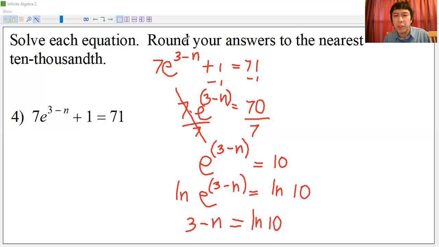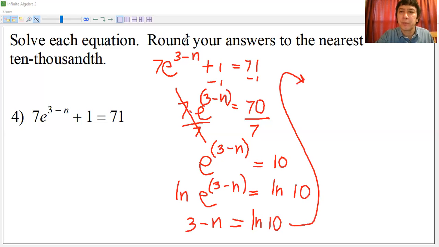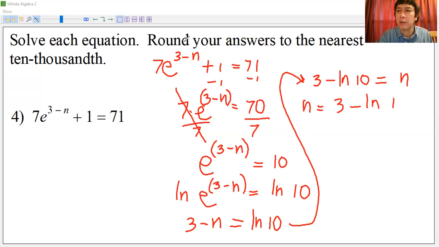All right, we need to continue to the next step. We shall just use transposition. Let us make the 3 remain there. Let's put the ln 10 to the left side, making it negative, and then the negative n goes to the right side, making it positive. You call that transposition. And so we now have symmetric property. If 3 minus ln 10 is equal to n, then n is equal to 3 minus ln 10.